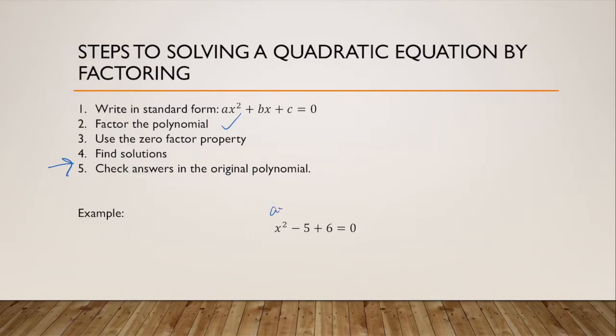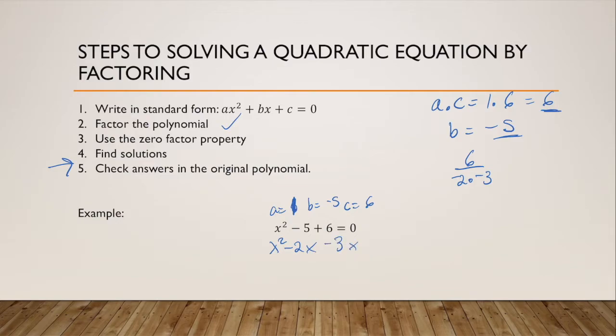I label my a as 1, b is negative 5, c is 6. And I want to know what are the factors of ac, which is 1 times 6, which is 6, that add up to b, which is negative 5. Well, the factors of 6 that add up to negative 5 are negative 2 and negative 3. So now I have x squared minus 2x minus 3x plus 6 equals 0. This is going to factor.